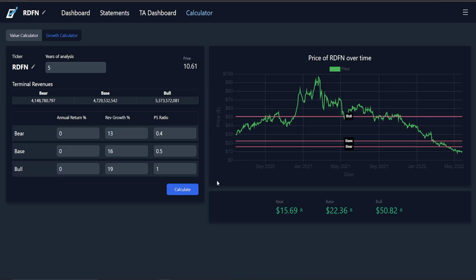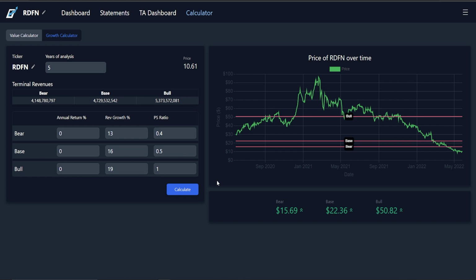Okay, and then one other thing. Whether you're looking at the value calculator or the growth calculator, if you put your annual return percentages to 0, that will give you price targets for the stock. So we can see right now, the numbers are really low. When you set them all to 0, that gives you the price targets for the stock 5 years down the line. So if you're ever looking for price targets, feel free to just set those annual return percentages to 0. Just get an idea.